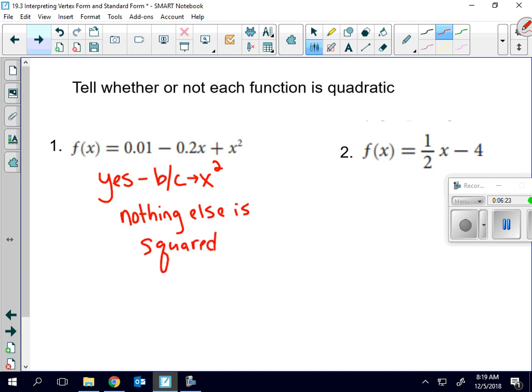I don't believe you have to explain why on H or W, you just have to tell me if it's quadratic or not. But this is for your notes. Number 2, this one is not quadratic because nothing is squared.